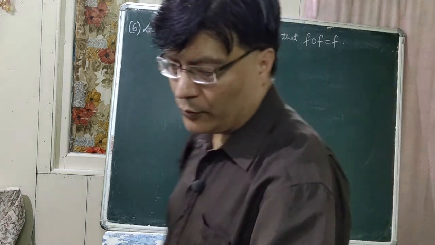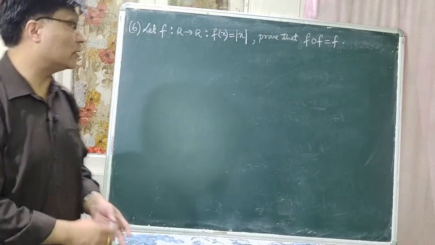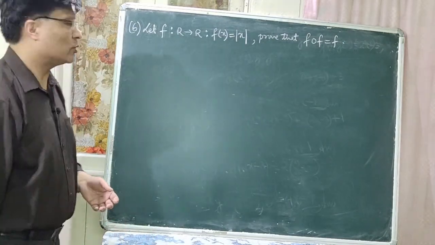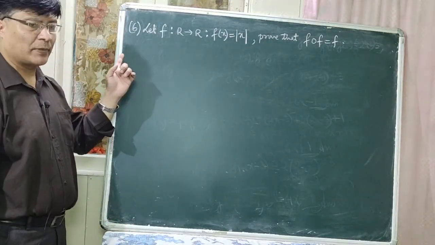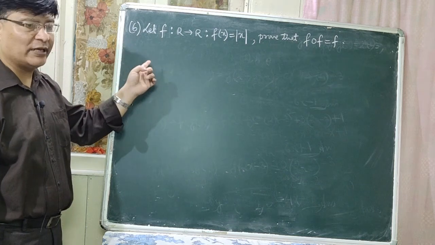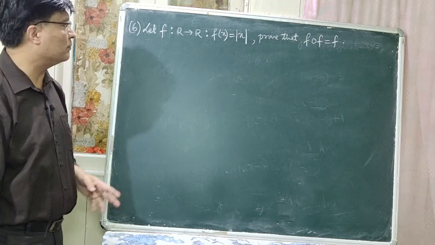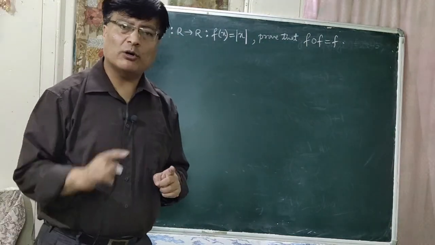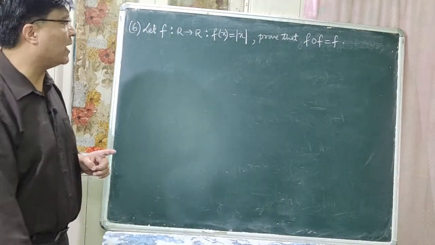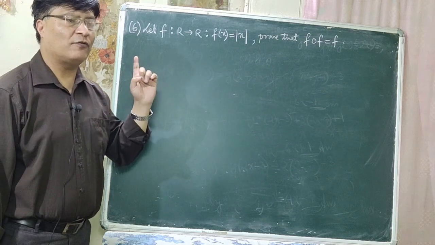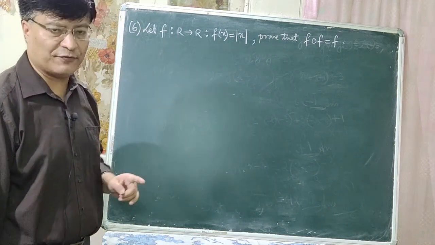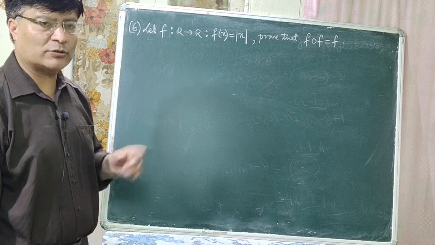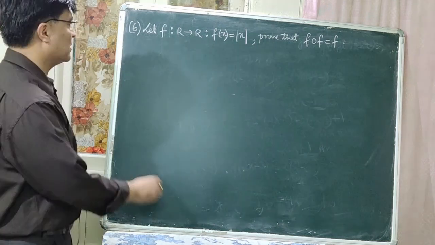So now we'll do the next question, that is question number 6. Let the function f from R to R, real numbers to real numbers, be defined as f of x is equal to mod x, this is your modulus function. You have to prove that f of f is equal to f. That means you have to find out f of f of x, isn't it?